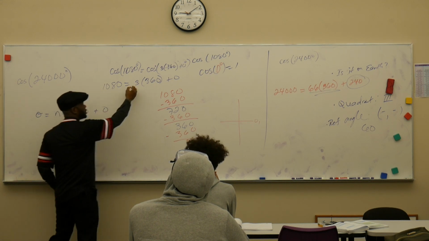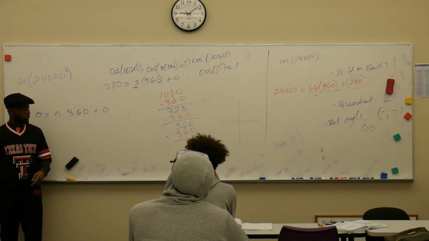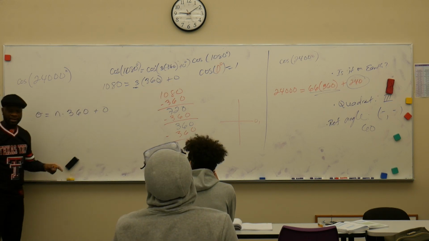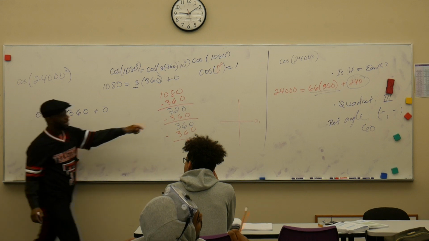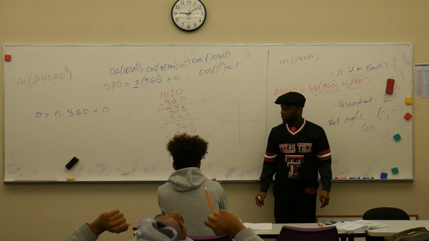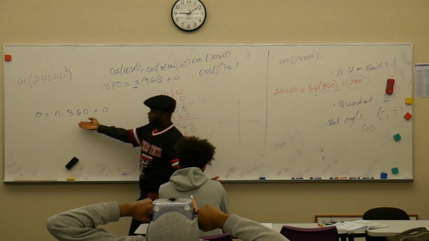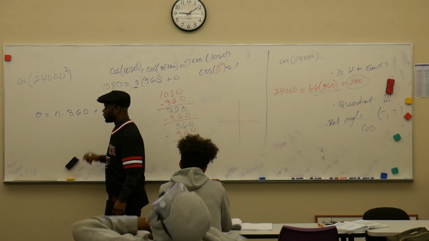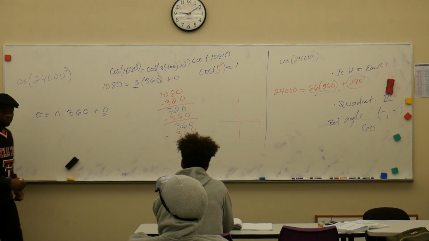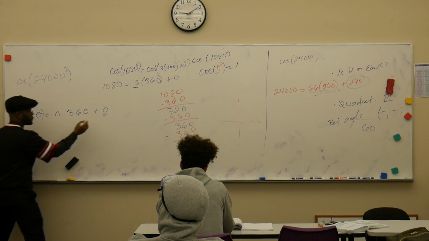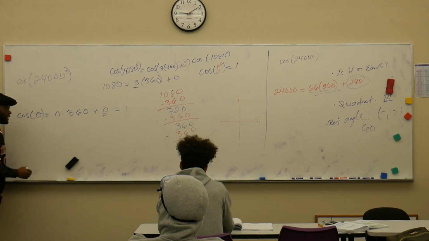N can be 3. We end up just dealing with 0 degrees, right? N can be 4, n can be 5, n can be 66. We just end up dealing with what's left over. Right? So what would be left over here? 0. What is the cosine of 0 in that case? And what would be the sine value?